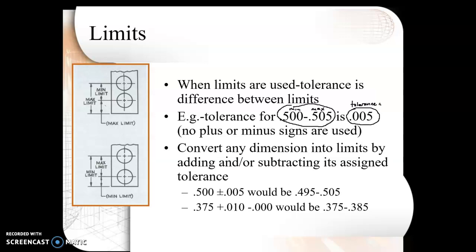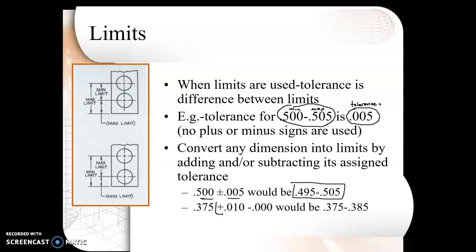Now, if we wanted to convert a dimension given as limits into a dimension with a bilateral tolerance, you would need to find the middle point, or the average, of the two values, and then add plus or minus half that tolerance amount. In this example, we're going the other way around. We're starting with the dimension with a bilateral tolerance and converting that into limits. So we just add the 0.005 and subtract the 0.005 to find the maximum and minimum amounts.